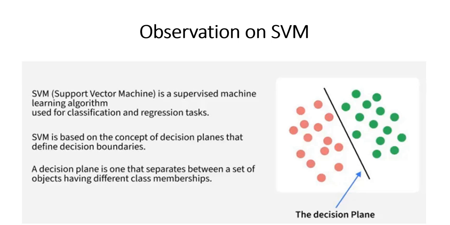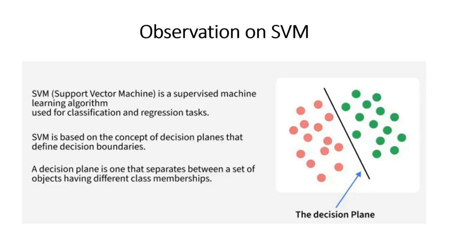So let's understand the figures shown on the screen. Imagine these red dots represent one class, for example, spam emails, and the green dots represent another class, for example, genuine emails. So our goal is to separate these two groups.